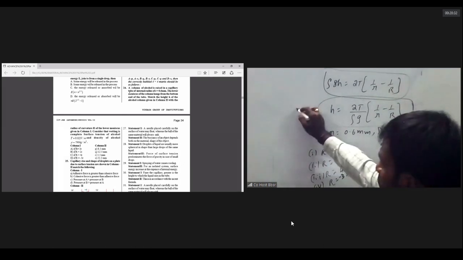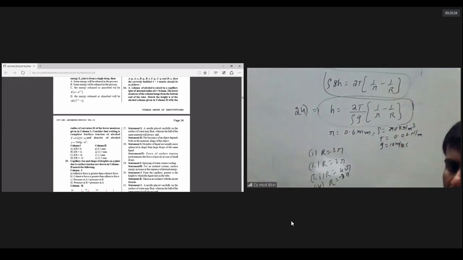Question number 24. Only 2 questions are given. So test your luck. Maybe they change the numbers. Maybe they change the numbers. The rest is the same.